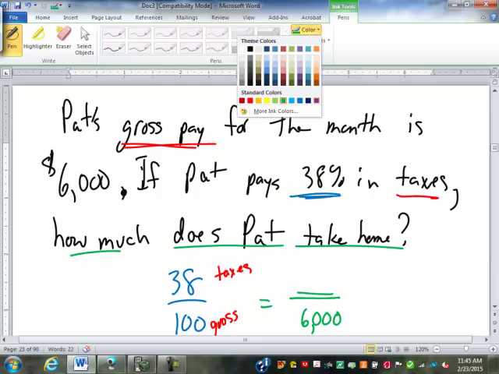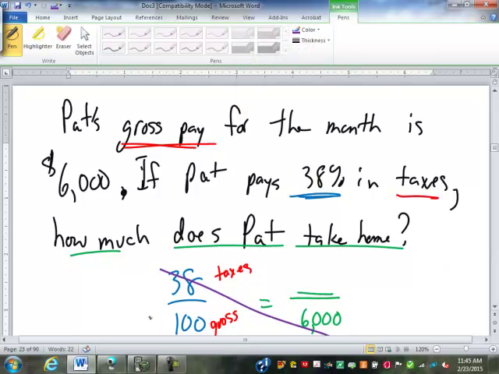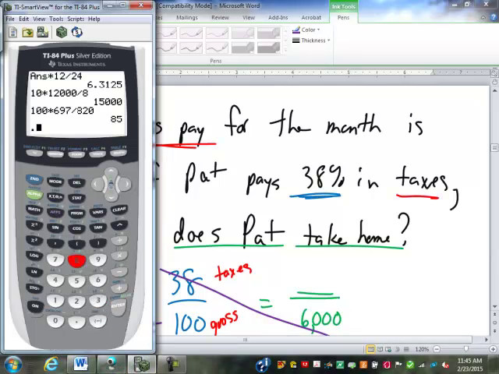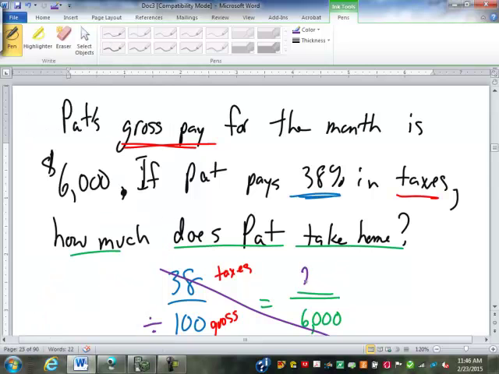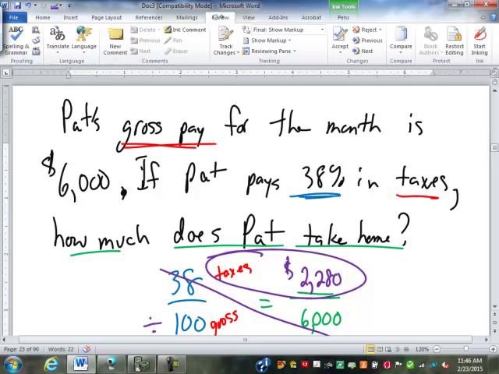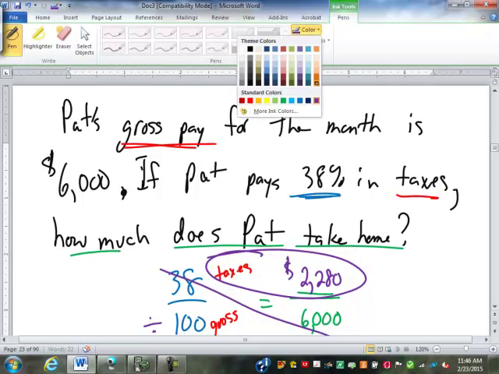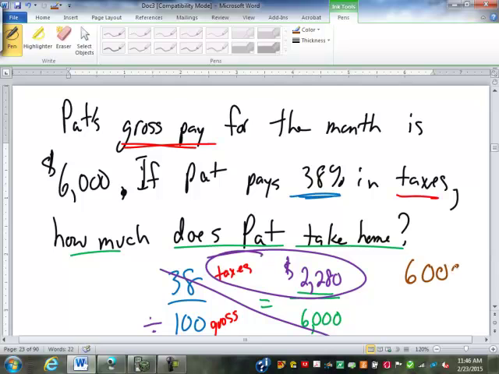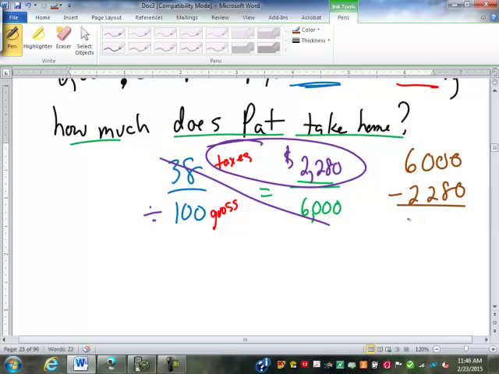We can either go ahead and finish this calculation here by cross-multiplying and dividing. 38 times 6,000 divided by 100 gives us $2,280. But that's not our answer. That's the amount of tax. If we want to know how much Pat takes home, we have to go another step. Take the 6,000 minus the 2,280 to get $3,720. That's what Pat takes home.